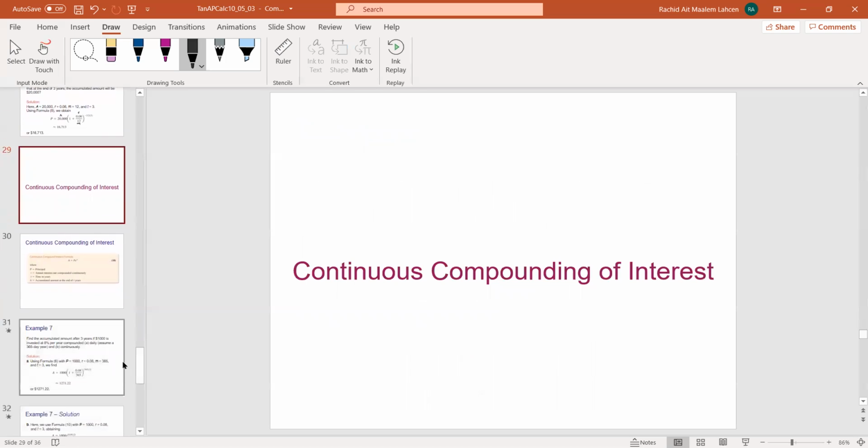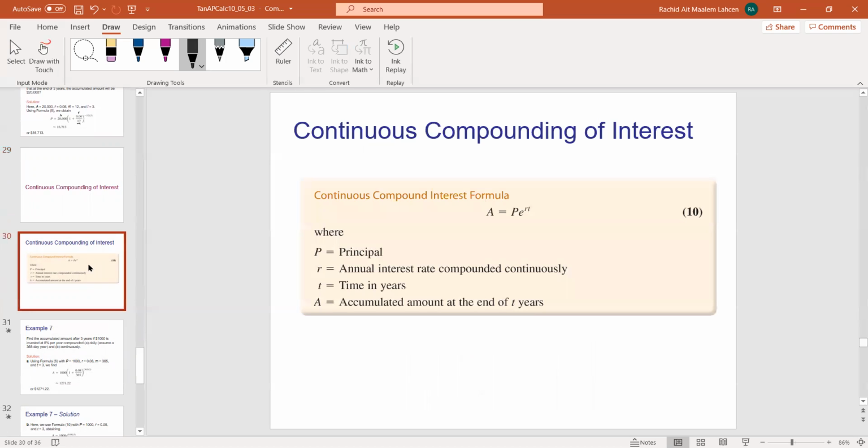There is another form of interest. It's called continuous compounding. It's different than the one we just saw. This one just keeps compounding, and it has its own formula using the exponential e to the RT, where P still stands for the principal or the present, and A stands for the accumulated or future value, R is the annual interest rate, and T is the time in years.